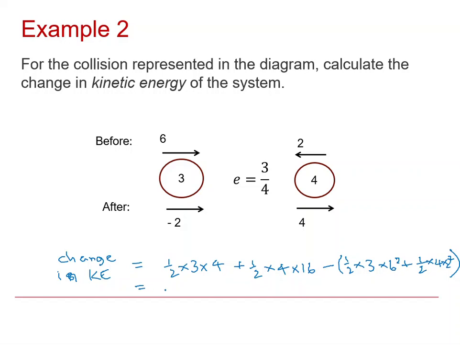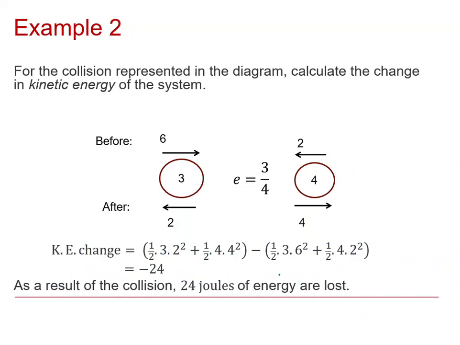So this first one is going to be 2 3s are 6, the second one is going to be 2 16s are 32, and then minus it's going to be 6 6s are 36, divided by 2 is 18, and then times 3 gives 54, and we'll have 8 for the other contribution, so that's 38 minus 62. So that should give us an answer, and it's minus 24. So there's the figures, there's the answer, and we interpret it in context. As a result of the collision, 24 joules of energy are lost.